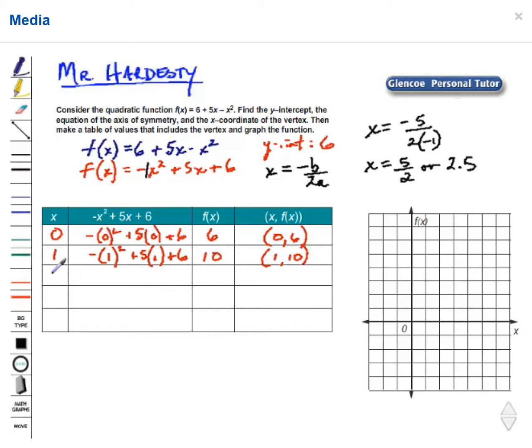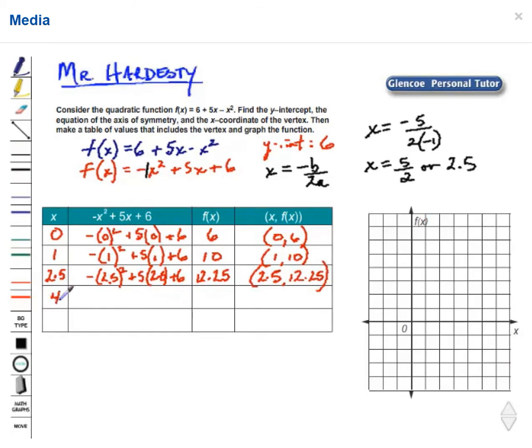Let's pick 2.5 or 2 5/10. That's an important point since it's the x value of our vertex. So we'll substitute 2 5/10 in, and when we simplify that, we have 12 25/100. So this is where our vertex will be on our curve. 2 5/10 and 12 25/100.